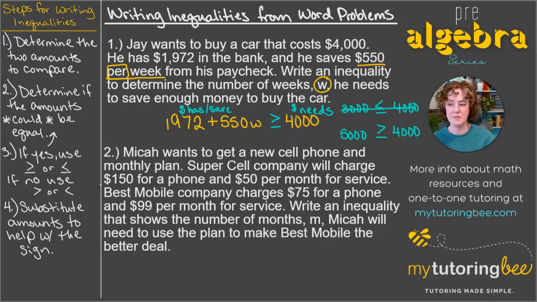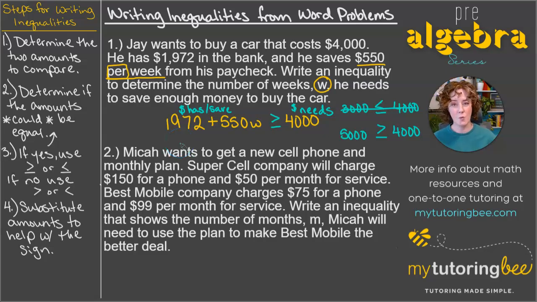Let's try problem 2. Micah wants to get a new cell phone and monthly plan. Supercell Company will charge $150 for a phone and $50 per month for service. Best Mobile Company charges $75 for a phone and $99 per month for service. Write an inequality that shows the number of months, M, Micah will need to use the plan to make Best Mobile the better deal. Okay, so we need to first determine the 2 amounts that we need to compare.